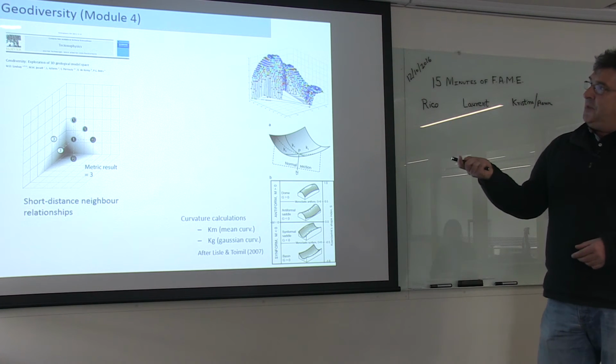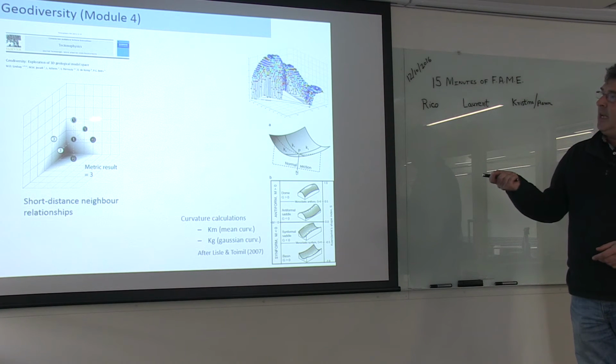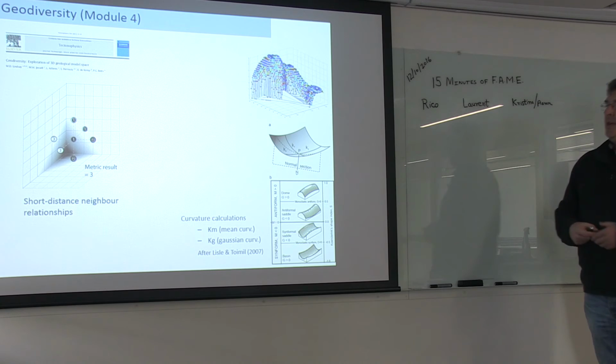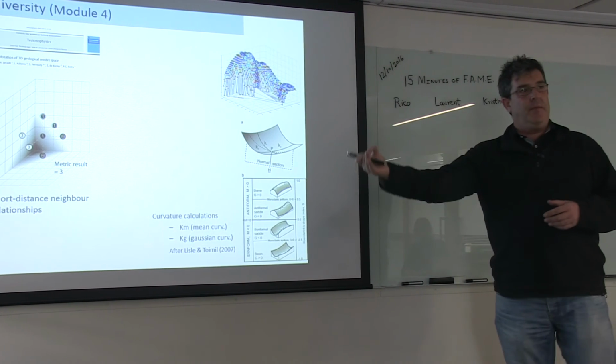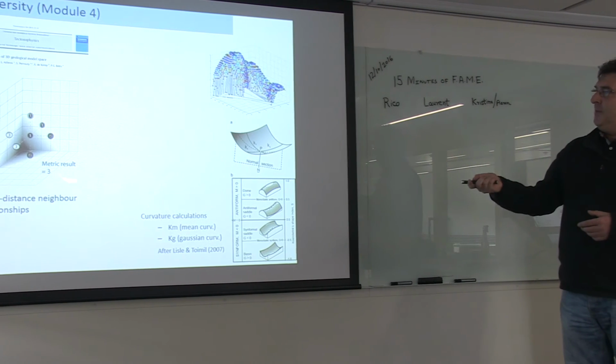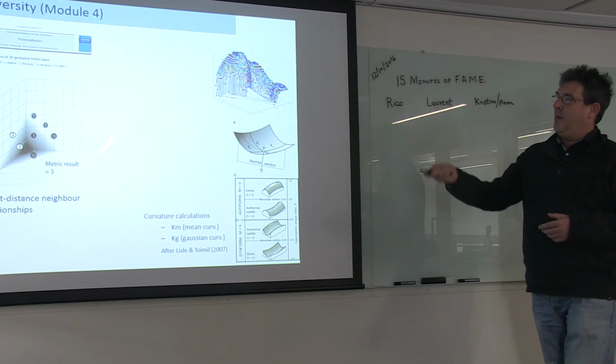Another way to classify the models is what we call geodiversity. Geodiversity is basically looking at the models and trying to quantify one aspect of the model, so give each model a number for a given variable. For example, you can look at short distance neighborhood relationships, and you sum them up.